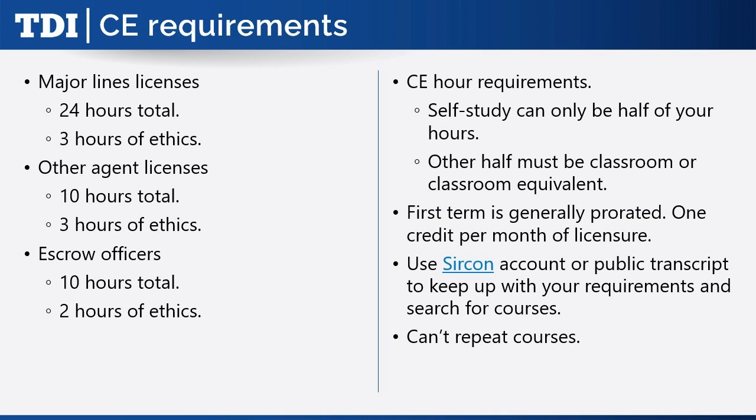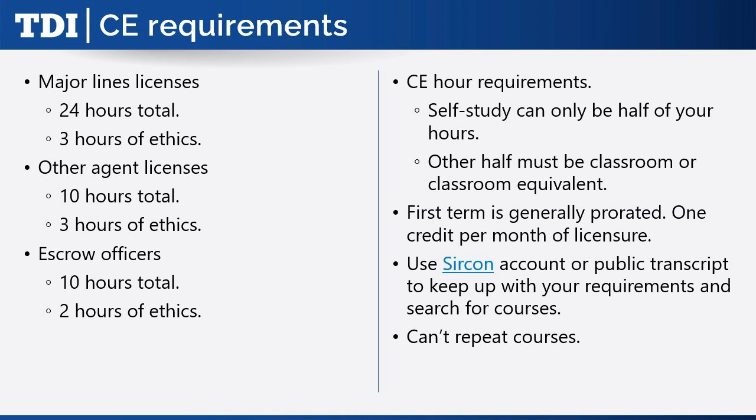It's important to keep in mind that your first term is generally prorated. So when we issue you your license, we're going to align it to your birth month the year after next. Sometimes that results in a term of less than 2 years, or 24 months. If that's the case, your CE gets prorated. And what that means for most individuals is it's 1 credit required per month of licensure.